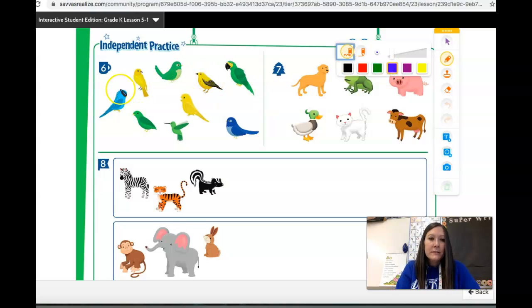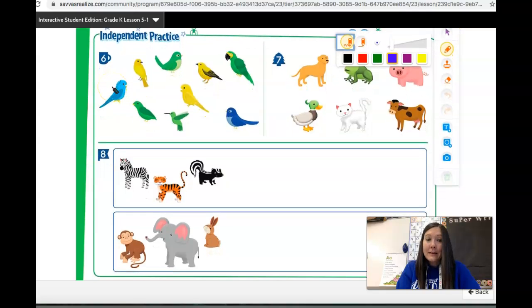All right, number 6, coffee cup. Let's classify these birds into two groups. I want you to draw a circle around the birds that are green. Put an X on the birds that are not green. Let me say that again. Circle the birds that are green. X the birds that are not green. Push pause and try it by yourself.